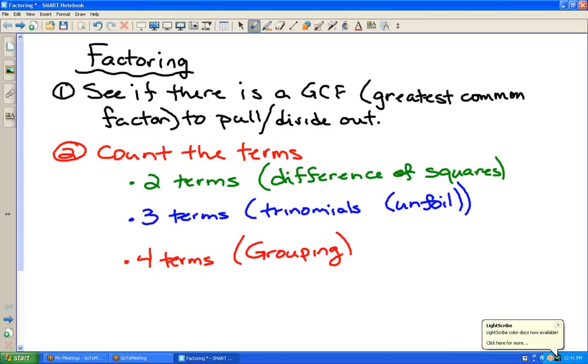Okay. And basically when I unfold something, I'm going to try to get it to be a four-term problem, because they're actually a lot easier. It's just a lot of GCF work to do. So this is the basics of factoring, where we're going to start. We always check to see if there's a GCF, and then we always count the terms, and depending on how many terms we have is what type of factoring we're going to be doing.